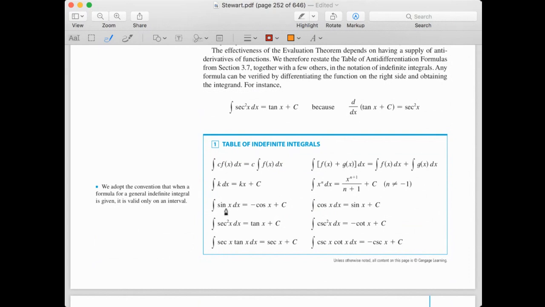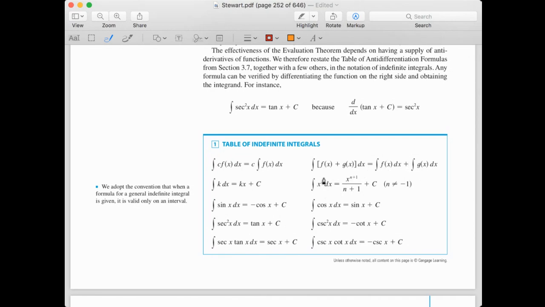The integral of sine x dx is negative cosine x plus c. The integral of secant squared is tangent x plus c. The integral of secant tangent is secant plus c. If the integrand is a sum, we can split it into two integrals for the indefinite integral.